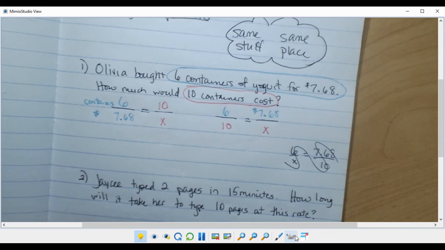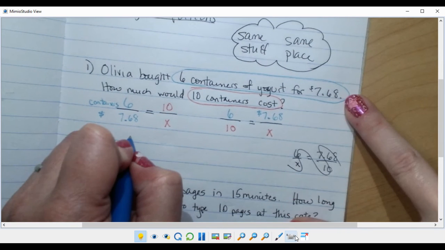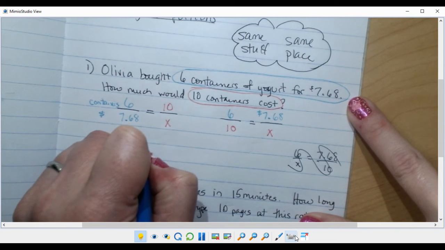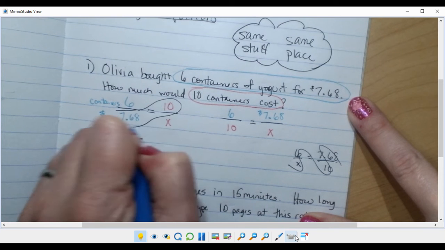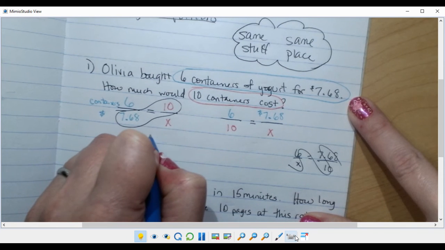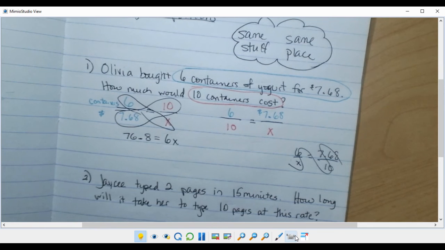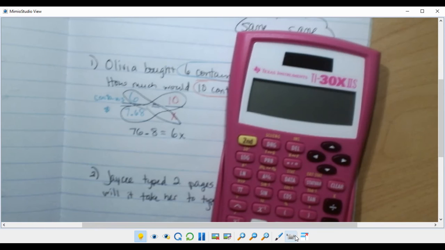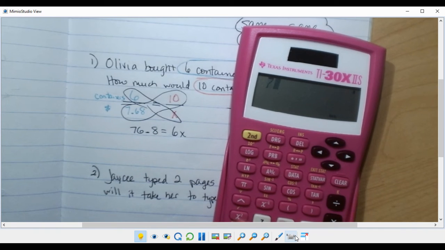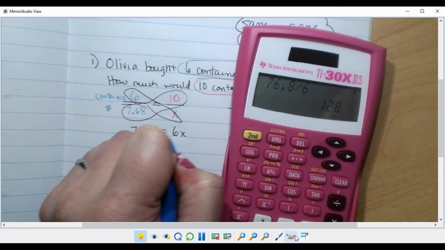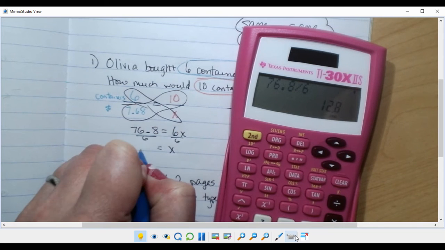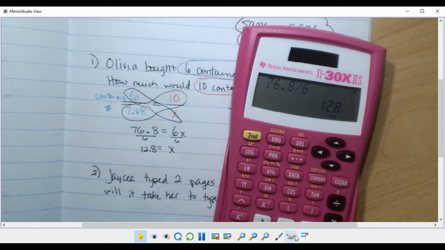Okay? All right, so let's do this multiplication. We're going to do 10 times 7.68, and we get 76.8. And we're going to do 6 times x and get 6x. And then we're going to divide both sides by 6, 76.8 divided by 6. And I get x equals 12.8.